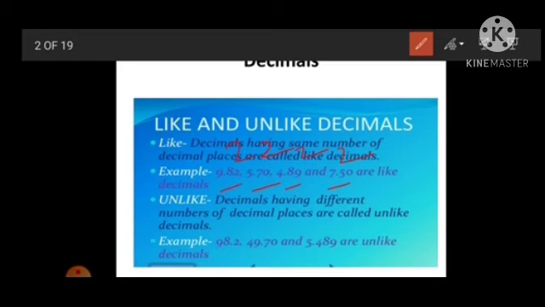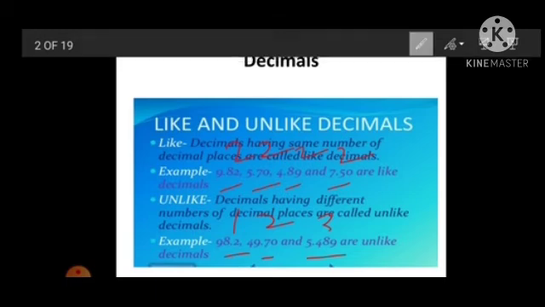Now, unlike decimals: decimals having different numbers of decimal places are called unlike decimals. For example, 98.2, how many decimal places? 1. 49.70, 2. And 5.489, 3. In all these decimal numbers, the decimal places are different. So, therefore, these decimal numbers are unlike decimals. Understood, students?